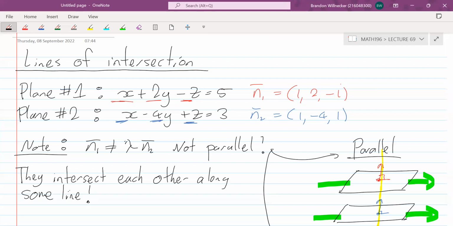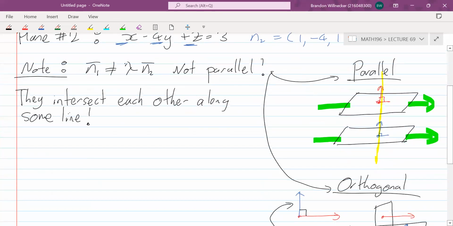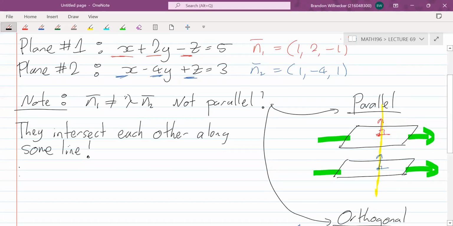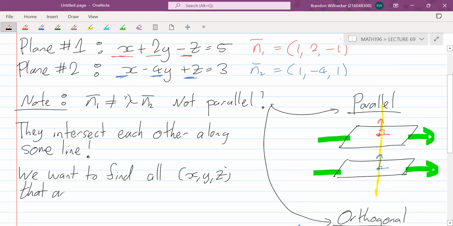Okay, the intersection line. So what we want to do is find all the points that lie on plane number 1 and that lie on plane number 2. Because if they lie on both the planes, then they must be a part of this intersection line between them. Same if they're orthogonal, we've got this intersection line here. So we want to find all x, y, z that are on plane number 1 and plane number 2.